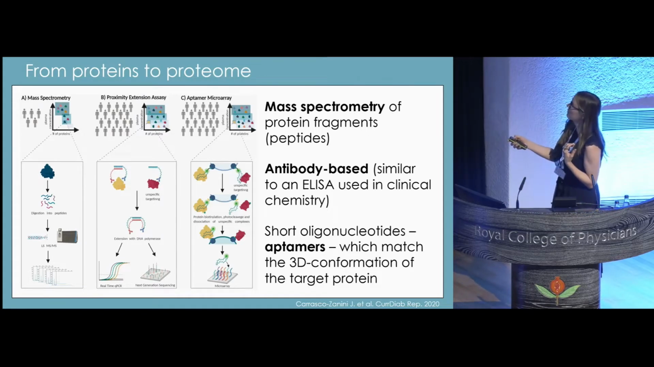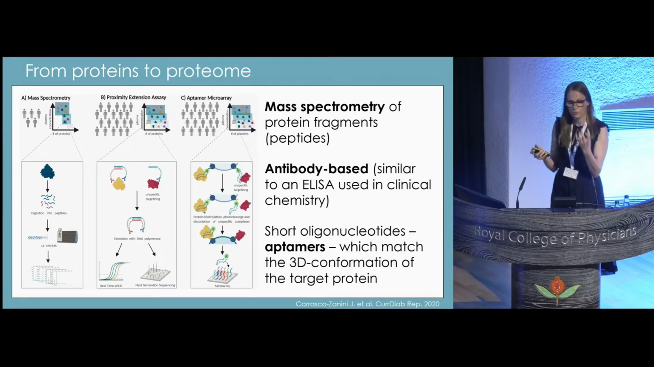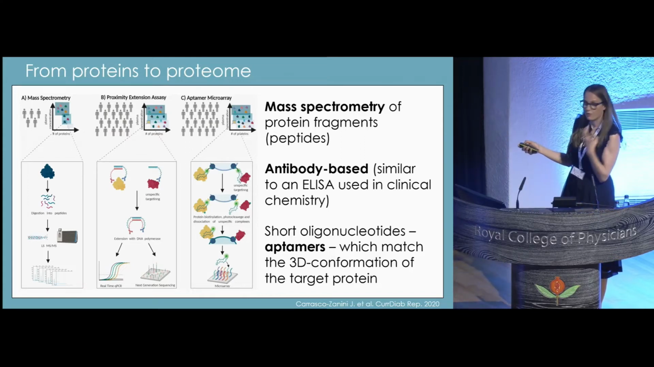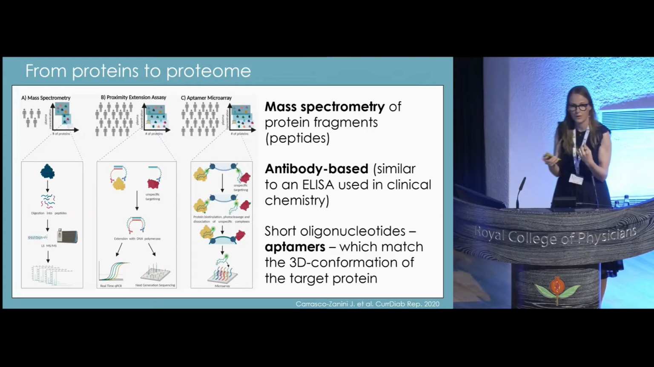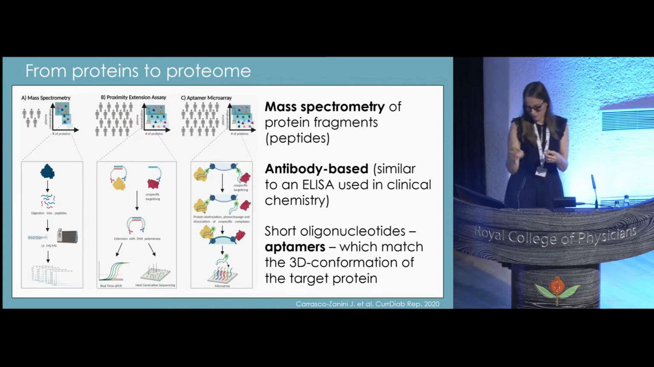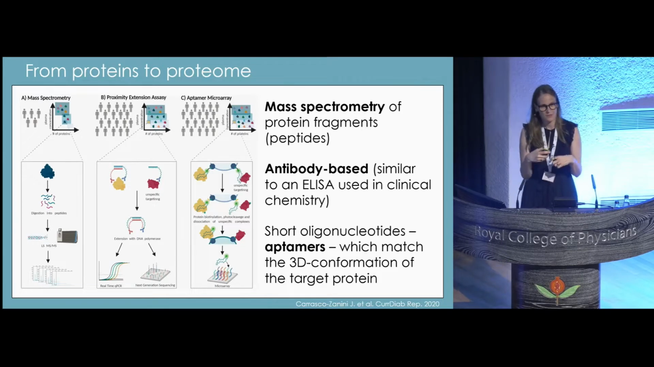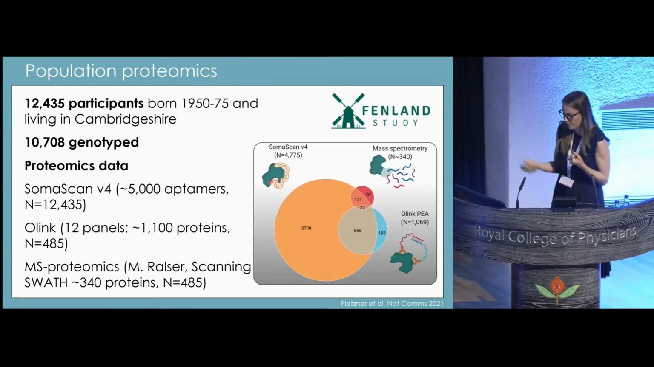So this is an antibody-based technology compared to a clinical chemistry ELISA, and this uses short oligonucleotides, or aptamers, or somamers, that have an affinity to bind to the protein, which is determined by its 3D conformation. So it's important to keep this in mind: when you have a measurement that uses this technology, it's not a concentration of the protein in plasma, but the abundance of the aptamer, and that's determined by its affinity to bind to the protein, determined by its shape.